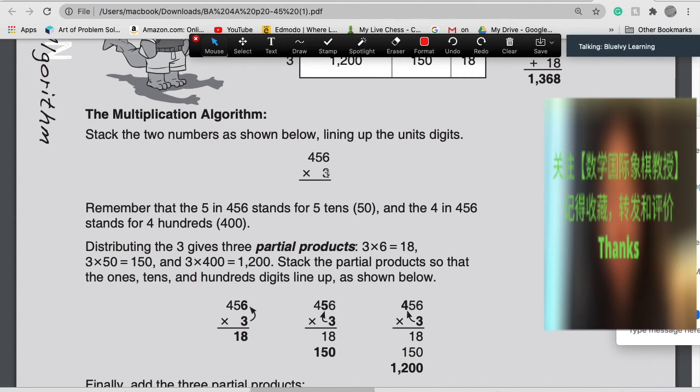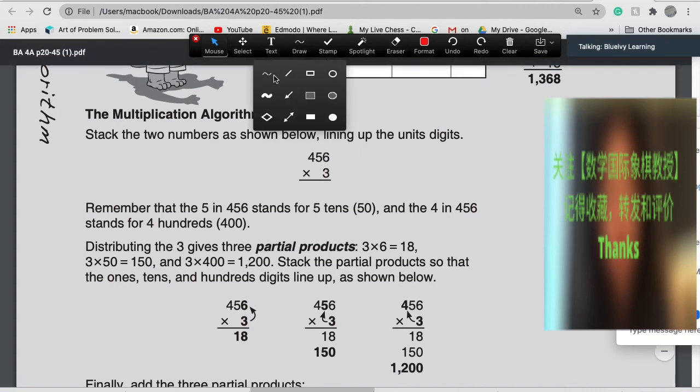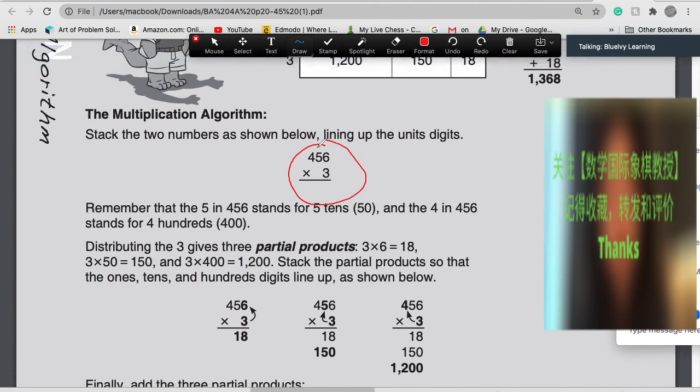Now let's see, we also can do this called vertical products. You write this multiplication like this way, vertical formula. Then use this 3 times 6, right? You got 18. You write here. Then 3 times 5. You got 150. You write here. Then you use 3 times 4. That's 1,200. You write like here. Then you draw a horizontal line, then add all of them together.